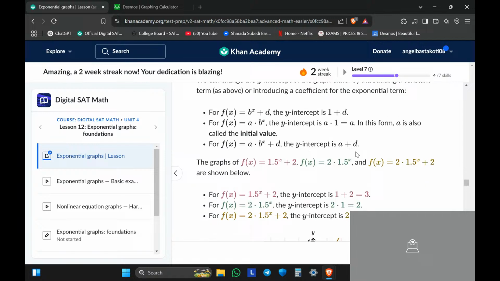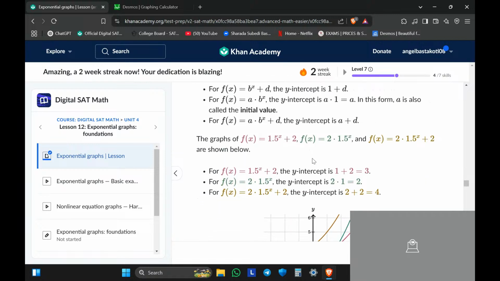This A is also called the initial value for f of x.